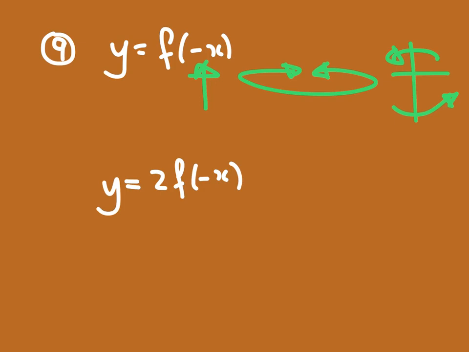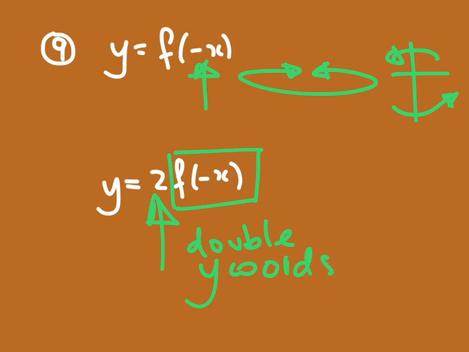The second part of the question is the same as the first part. There's your f of negative x, but this time I've stuck a wee 2 in the front. And that wee 2 in the front means double the y coordinates. Okay, so when you've drawn your first answer, whatever your y coordinates were, wherever they should be, you need to then double them to get your new shape.